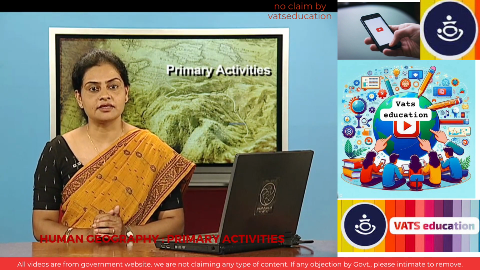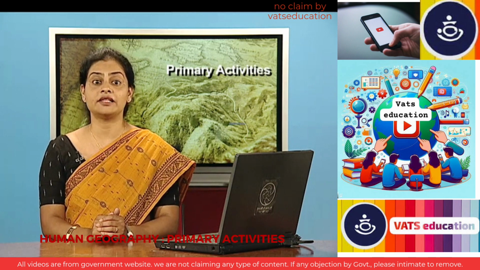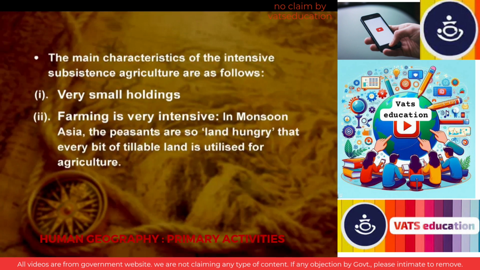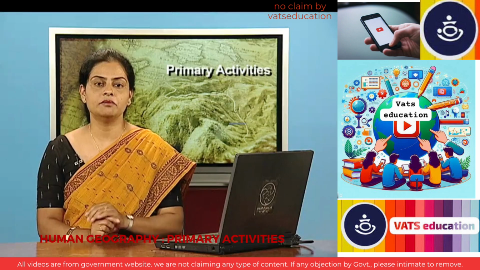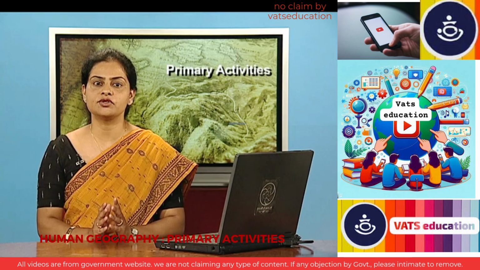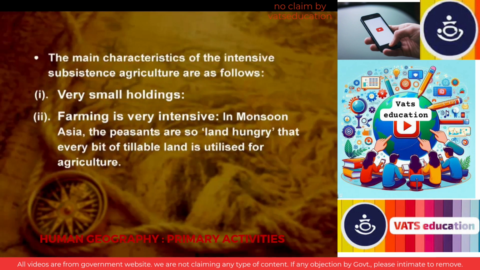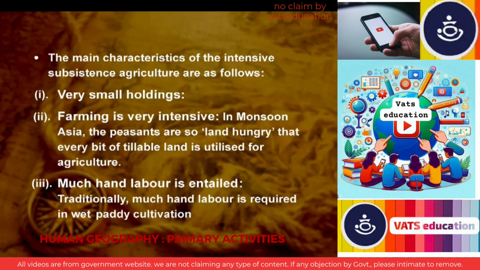The main characteristics of intensive subsistence agriculture are as follows. It has very small holdings. Second, farming is very intensive. In monsoon Asia, the peasants are so land hungry that every bit of tillable land is utilized for agriculture. Third, much hand labor is entailed. Traditionally, much hand labor is required in wet paddy cultivation.